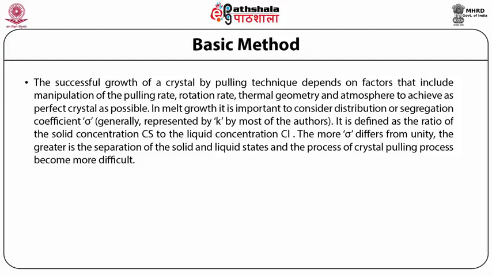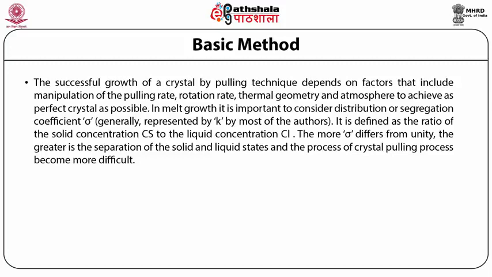In melt growth, it is important to consider the distribution or segregation coefficient, sigma, generally represented by small k by most of the authors. It is defined as the ratio of the solid concentration Cs to the liquid concentration Cl. The more sigma differs from unity, the greater is the separation of the solid and liquid states, and the crystal pulling process becomes more difficult.